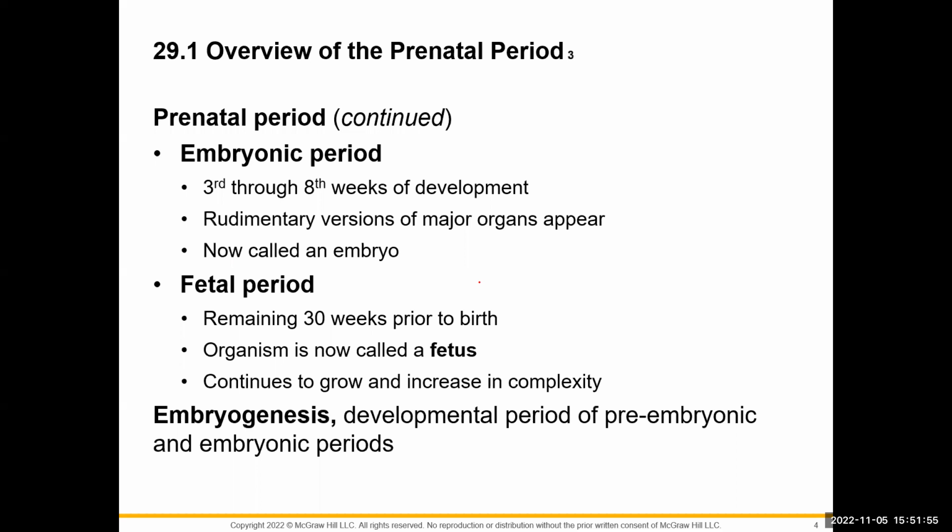The next period after the pre-embryonic period is the embryonic period, which goes from the 3rd week to the 8th week. We'll see the beginnings of some of our major organs developing, in a very simplistic form, because we'll spend a lot of time on those organs going through maturation and development, which we'll talk about later. In the embryonic period, we now refer to our structure as an embryo.